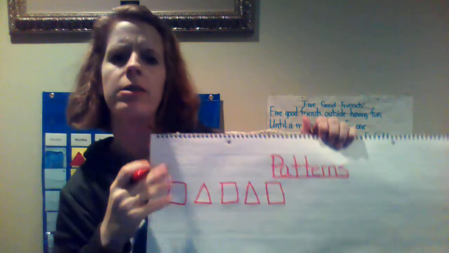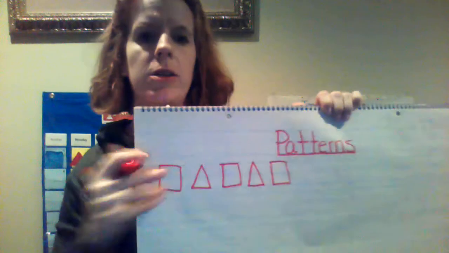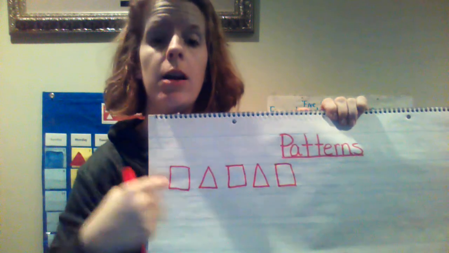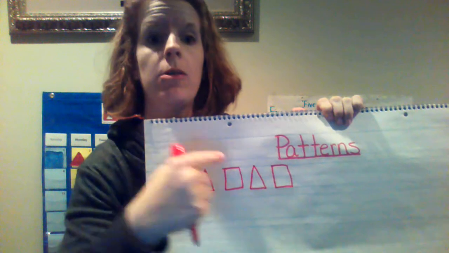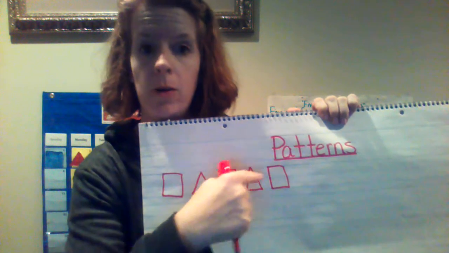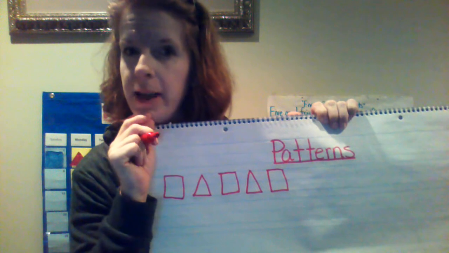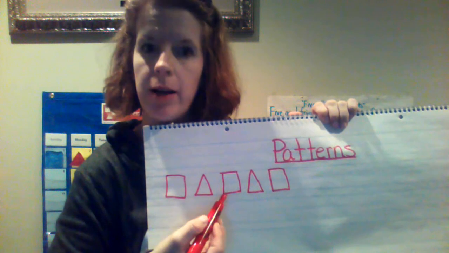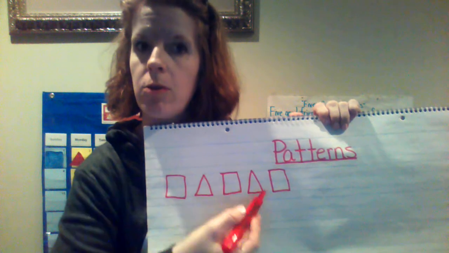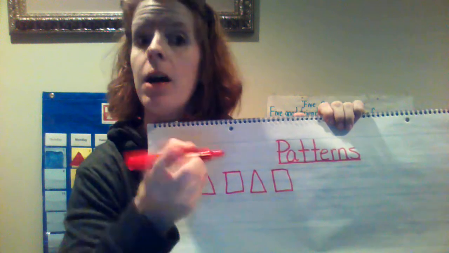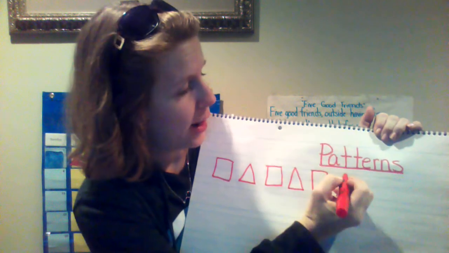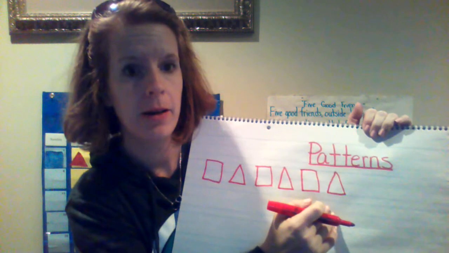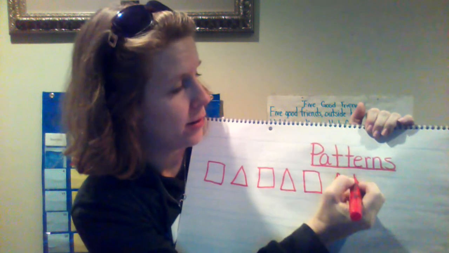What would come next? So we have a pattern which is two items repeating themselves over and over. So we start with a square, triangle, square, triangle, square. What comes next? Square, triangle, square. You're right, it would be a triangle. And then after a triangle would come a square again.